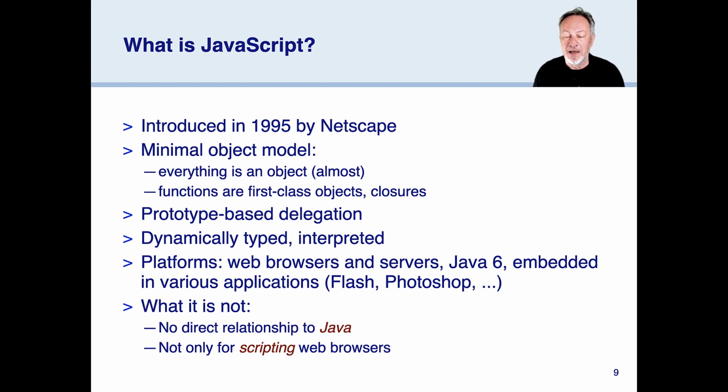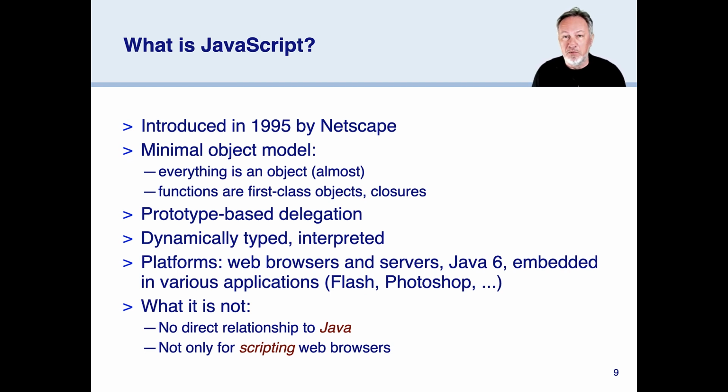The language is dynamically typed, so unlike Java, which is statically typed, JavaScript has more affinity to a language like Smalltalk there. It's interpreted, and it's supported on multiple platforms. Originally, the idea was that JavaScript would run inside your web browser so that you could use it essentially as a language for scripting the behavior of the web browser from within a web page. Since then, however, its usage has extended, so it's also used on the server side.